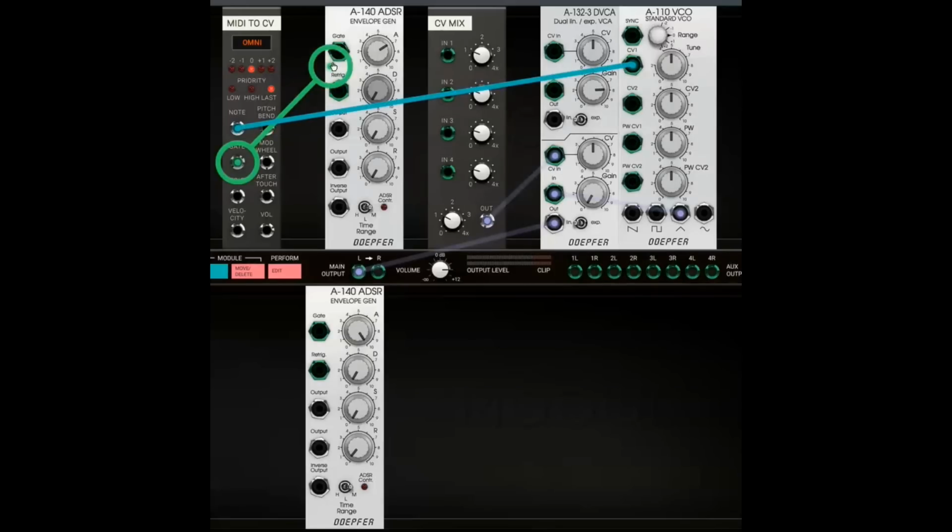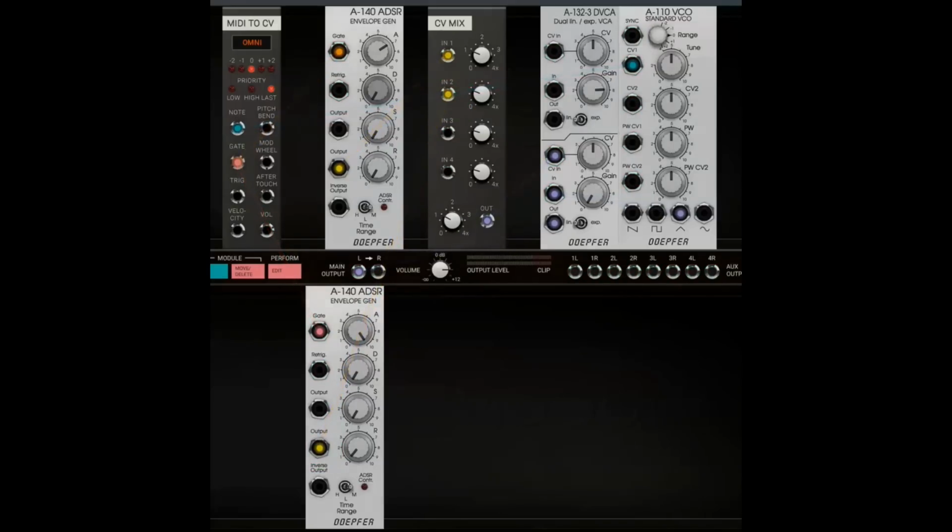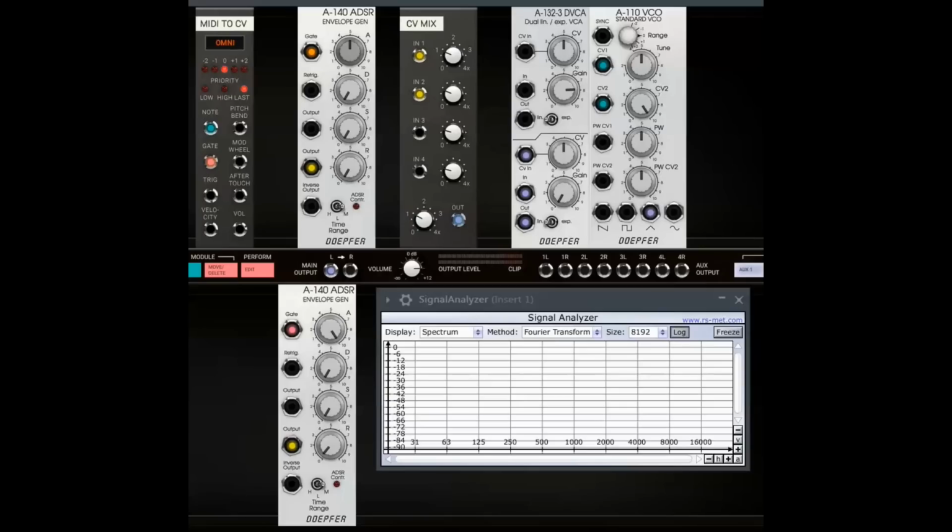I'll begin with a parallel arrangement and feed the outputs of the ADSRs into a CV mixer module and take care to set the input level and output to 1. No amplification, no attenuation. Let me start with attack only. The upper ADSR is set to a quite short attack of 5, the lower ADSR is set to maximum attack. And again, it is also the pitch I am going to modulate to make things better noticeable.